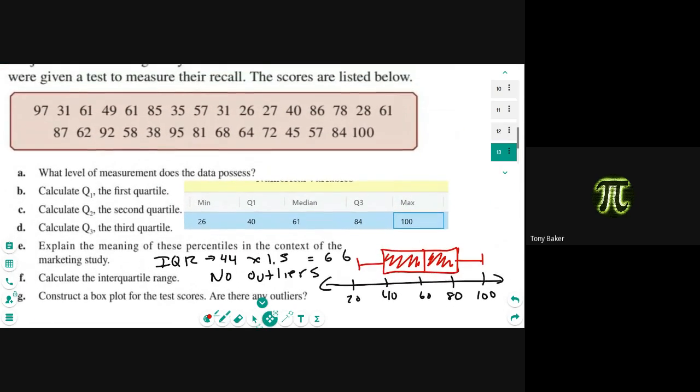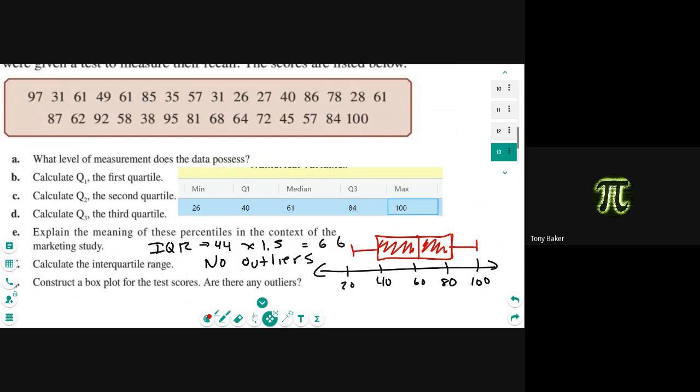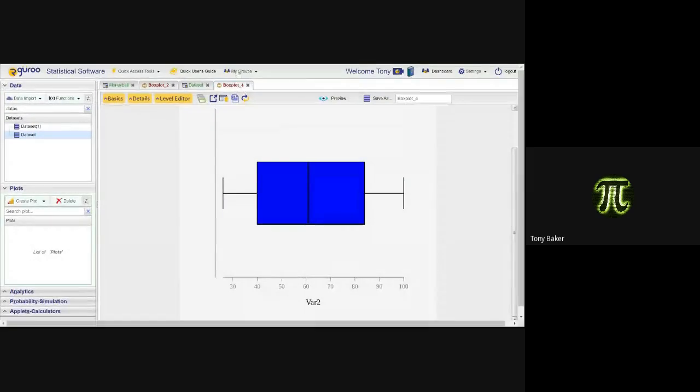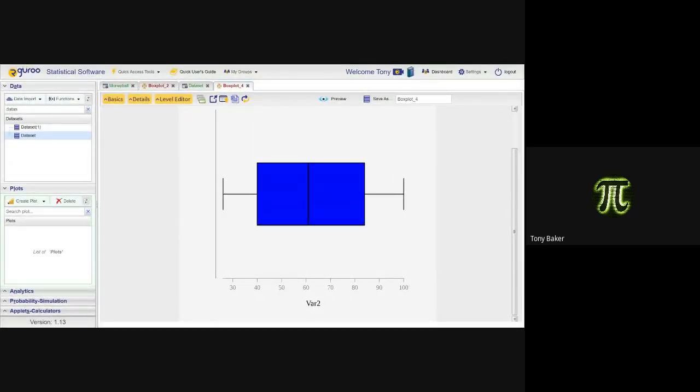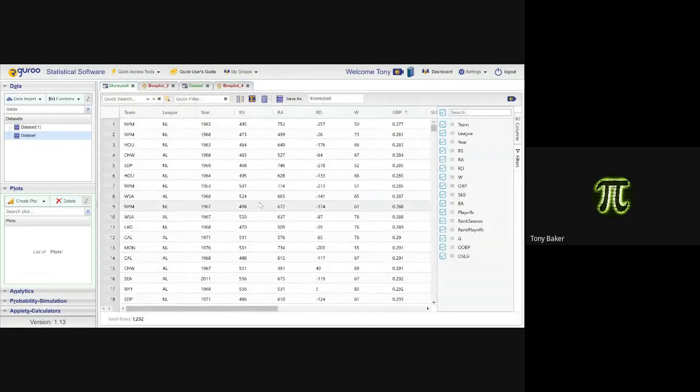So one of the things that using Rugio or that other site is really helpful for is they've got data sets already built in. So this data set's called Moneyball. And the question was they wanted to do a box and whisker plot for on-base percentage.